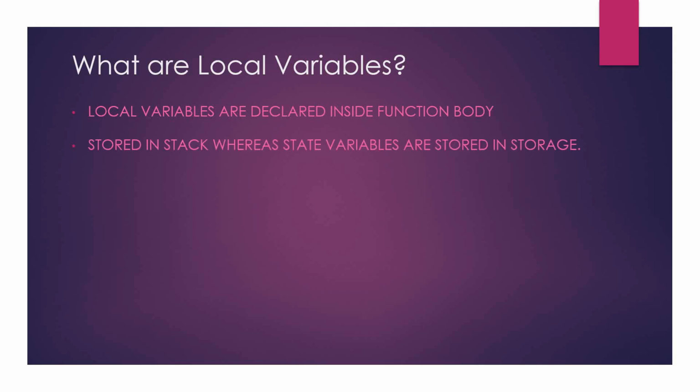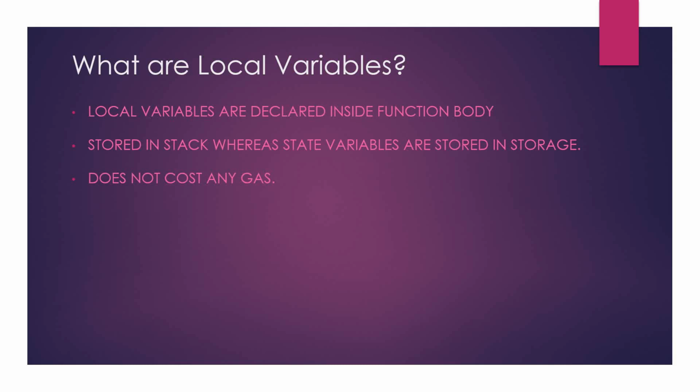Local variables are stored in the stack, whereas state variables are stored in storage. A question might have come to your mind: why do we actually require local variables in blockchain? So the answer lies in the point below. When you use a local variable, you do not use any gas.